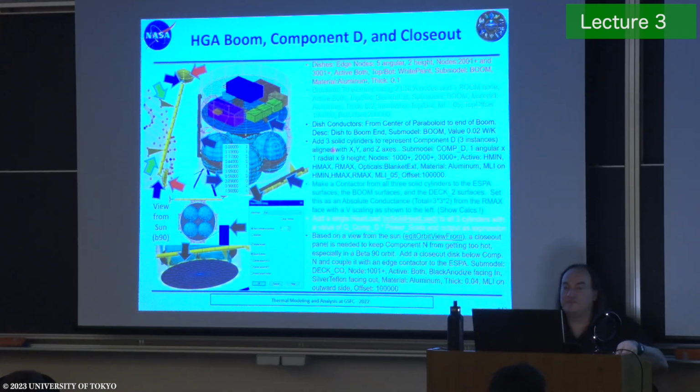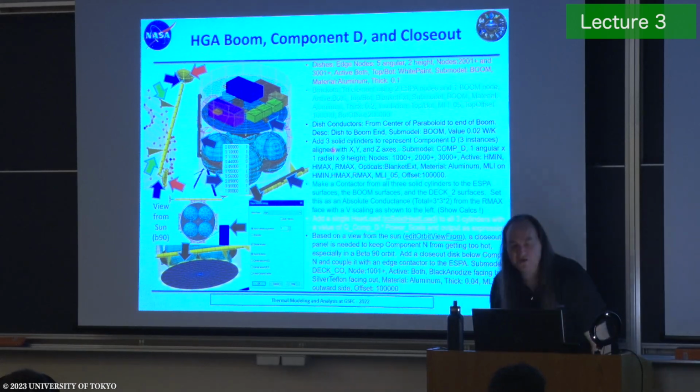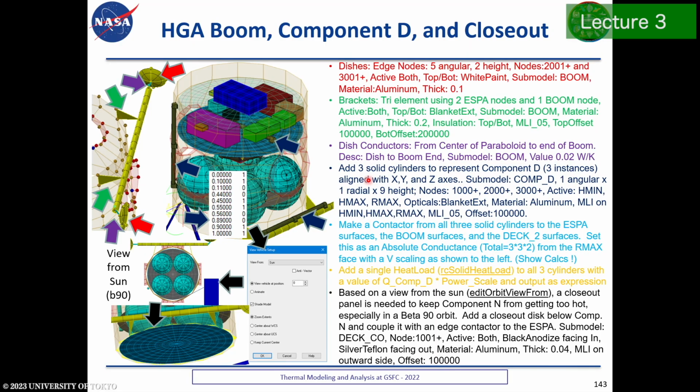This would then just continue on with the rest of the building of the model. We would create the parabola dishes here. We would add the RC solids here to represent the component D, make contactors for it, view things from the sun.